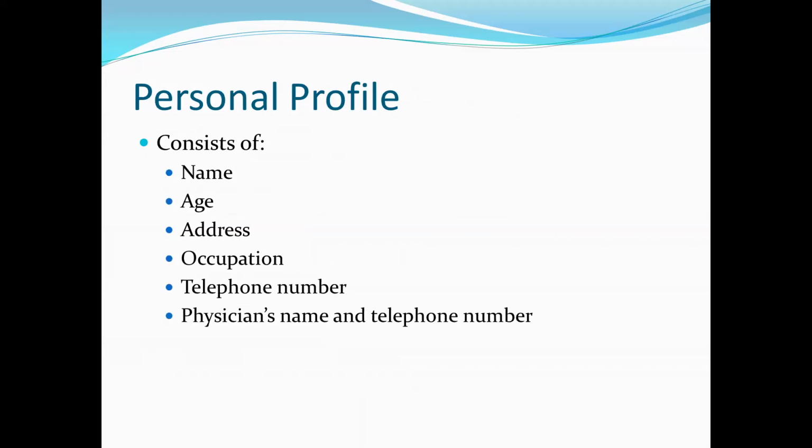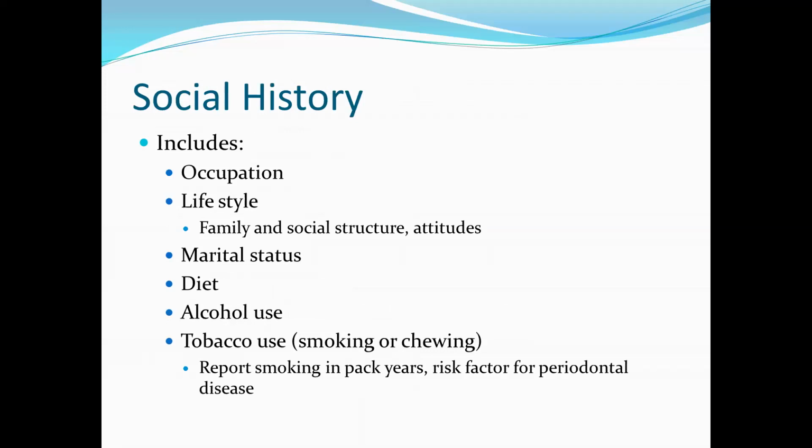The personal profile consists of the name, the age, the address, the occupation, telephone numbers, how do we reach the patient, as well as the physician's name and telephone number. A lot of times patients won't have that with them. So what do we do? We ask them to please bring it next time, because we need the physician's name and number, as well as an emergency contact in case something does happen in the chair.